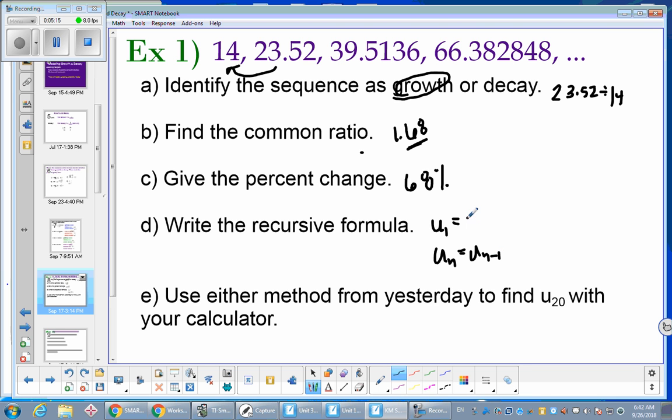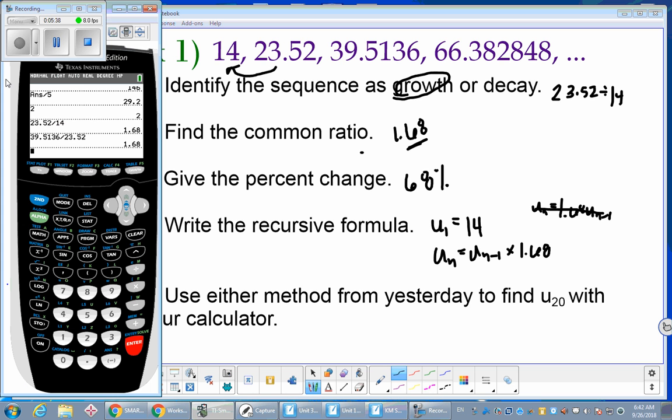So U1 is 14. Un equals Un minus 1 times 1.68 is our formula. You could also write 1.68 times Un minus 1, but I always just write the Un minus 1 first because it's easier for me to remember. So now we're going to use our calculator to find this. We're going to do it the easy way the first time, and then I'm going to show you the calculator way the second time. So if I want to find U20, the easy way is just type your starting term, which is 14, hit enter, times 1.68, and then just keep hitting enter until you get to the 20.